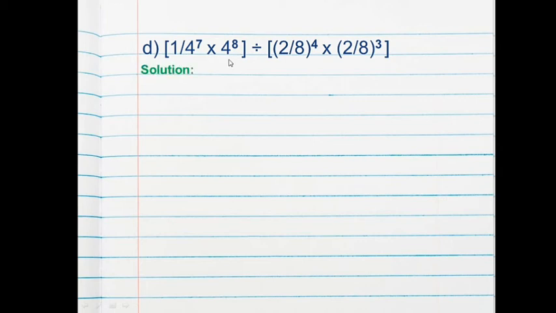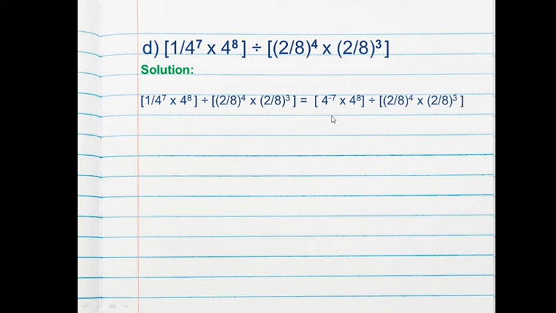So the solution is 1 divided by 4^7 into 4^8 divided by (2 upon 8)^4 into (2 upon 8)^3, which is equal to, now observe here we have written the reciprocal of 8, that is 1 upon 8. 4^7 in the denominator is equal to 4^(-7), and we have the law also, that is 1 upon a^m is equal to a^(-m).